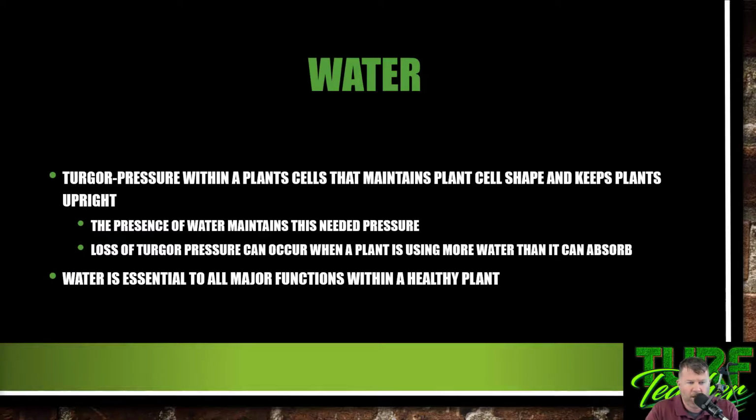With water, turgor pressure within the plant cells is what maintains the plant cell shape and keeps the plants upright. So they're not wilted. They're standing straight up, and that is the pressure based on water. The pressure of water maintains this needed pressure, and the loss of turgor pressure can occur when a plant is using more water than it can absorb. Water is essential to all the major functions within a healthy plant. It uses water for absolutely everything.